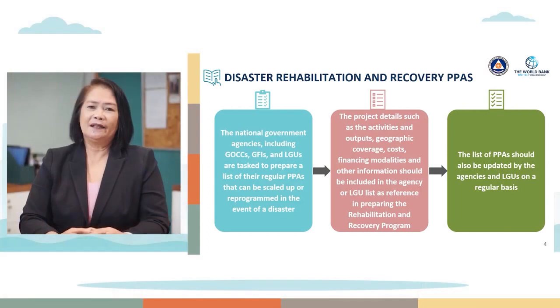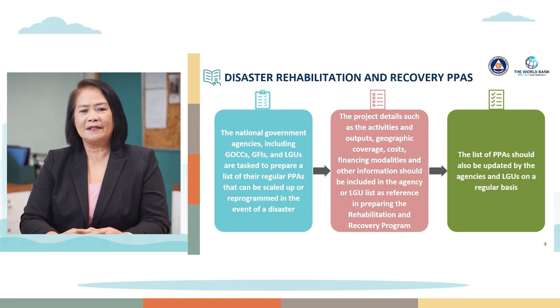In connection with disaster rehabilitation and recovery, particularly the programs, projects, and activities, the National Disaster Risk Reduction and Management Law requires that all national government agencies, including GOCCs, government financial institutions, and local government units, are tasked to prepare a list of their regular PPAs that can be scaled up for reprogramming in the event of a disaster.